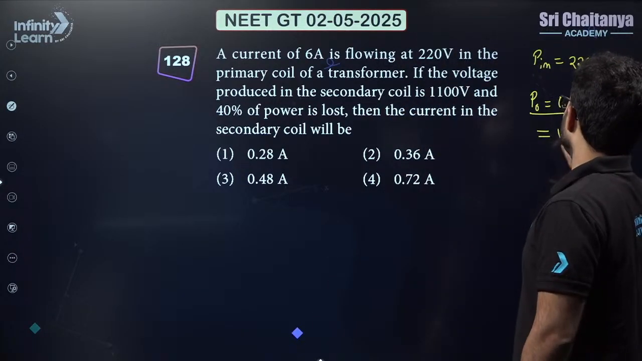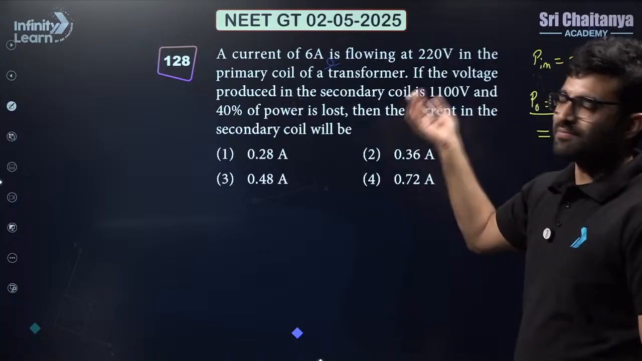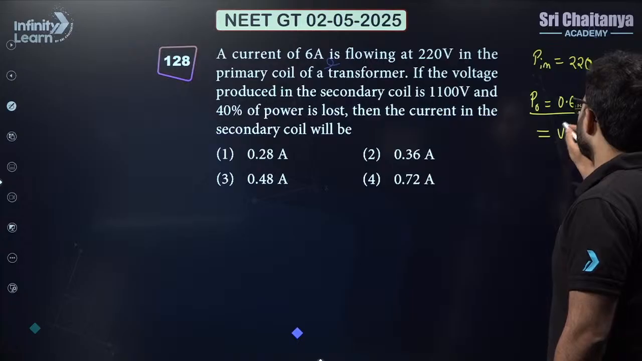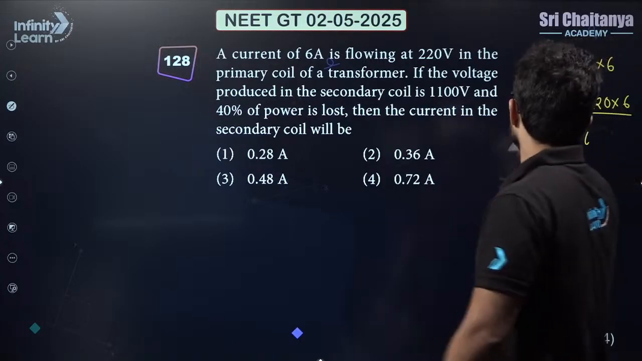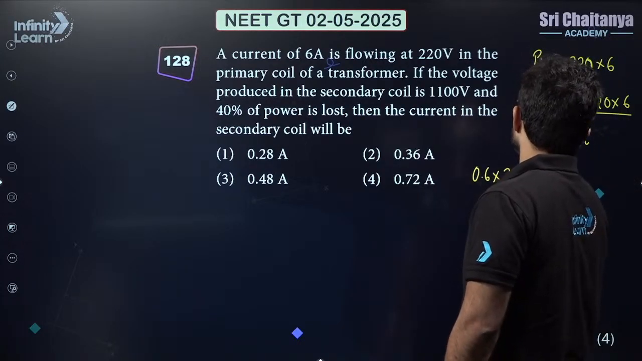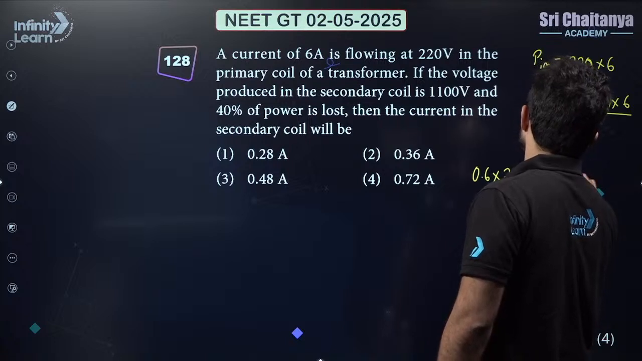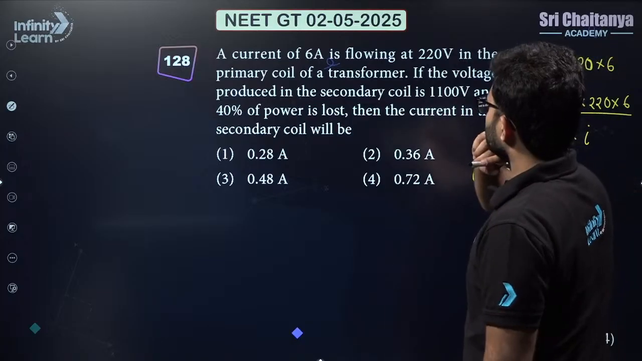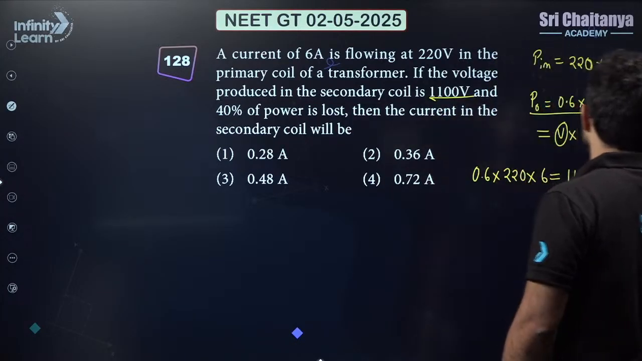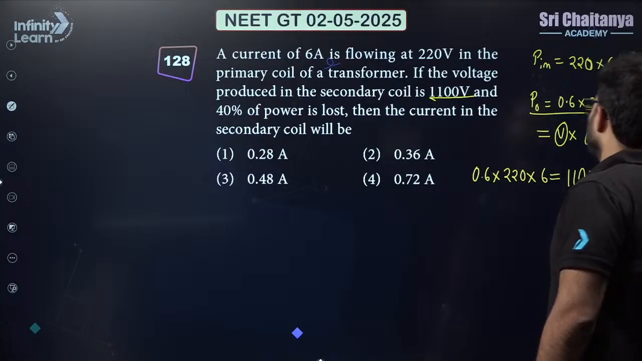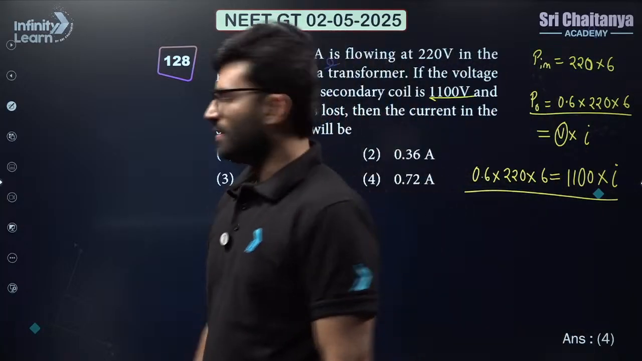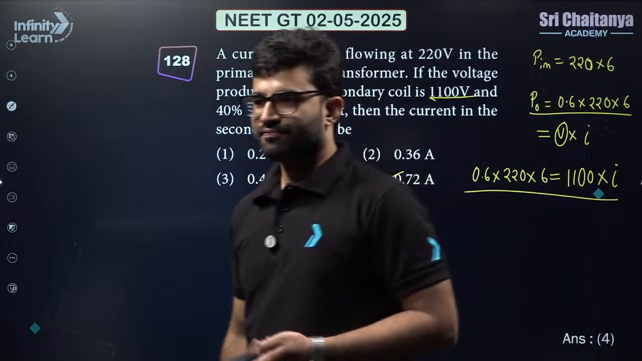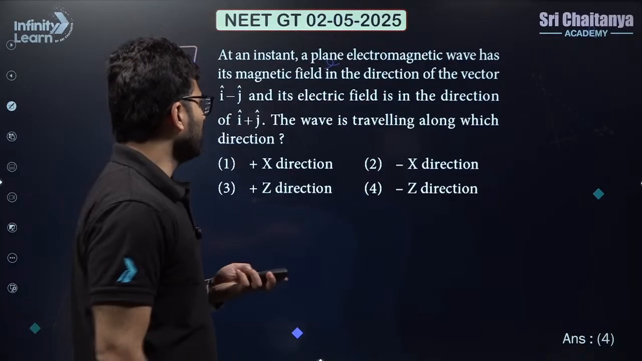And what is output power? Output power would be output voltage multiplied by output current. What is the output current? I don't know, that is what I have to calculate. But I know the voltage, which is 110. So 0.6 multiplied by 220 multiplied by 6 is equal to 110 multiplied by the current. Can you calculate the current from here? Yes, you are correct, Ashish. That is 7.2. Is that very, very clear? Chalo, let's go to the next question.